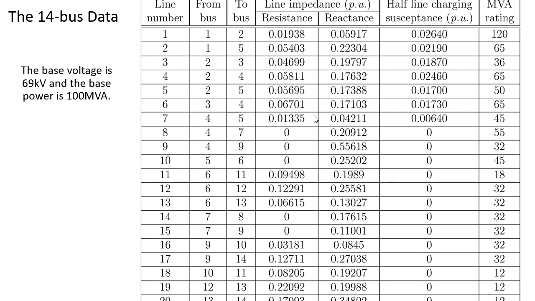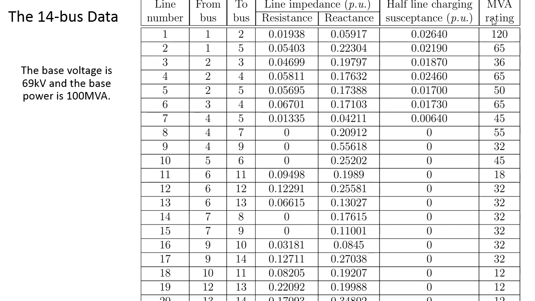And the parameter values for our IEEE 14 bus system are shown in this table. You can find this table online, and as you can see, the value of line impedance, resistance, reactance for each line is indicated over here. For example, for the first line, the resistance value is 0.01938, and so on. We also have the half-line charging susceptance values over here, and all of these values are indicated in per units.